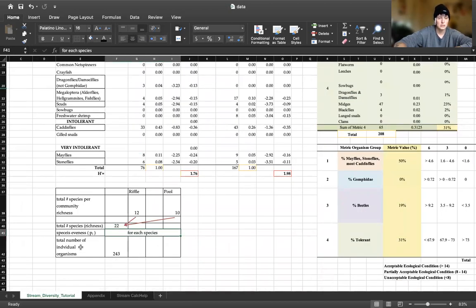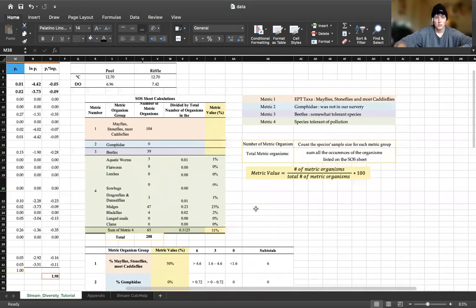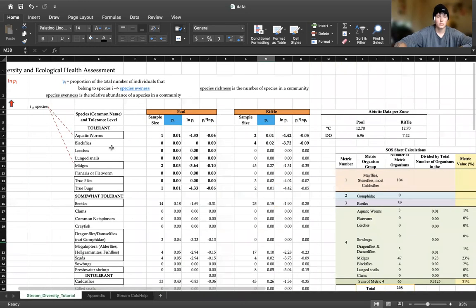Total number of individual organisms is just these 2 totals for sample size added together, just for reference. You don't necessarily have to report any of these values. Report what adds to your paper and what you're going to talk about in your discussion. So that is really it for the Shannon Index Biodiversity Assessment.